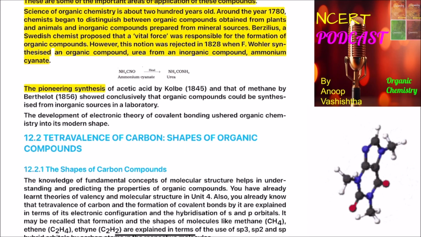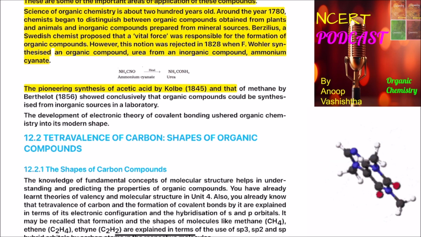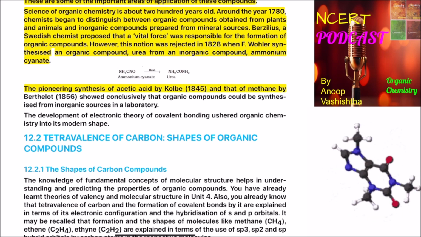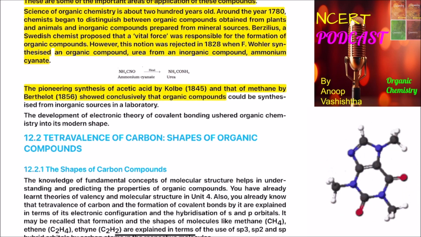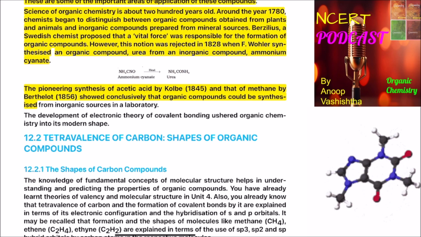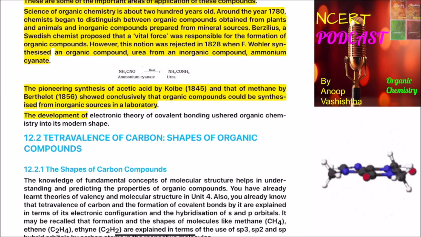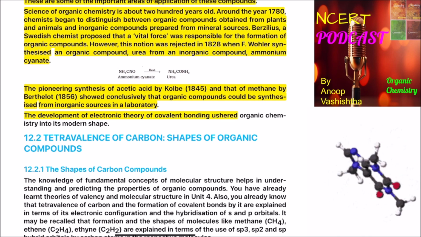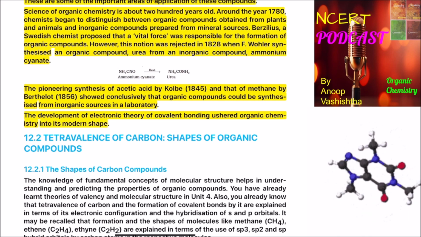The pioneer synthesis of acetic acid by Kolbe in 1845, and that of methane by Berthelot in 1856, showed conclusively that organic compounds could be synthesized from inorganic sources in a laboratory. The development of electronic theory of covalent bonding ushered organic chemistry into its modern shape.